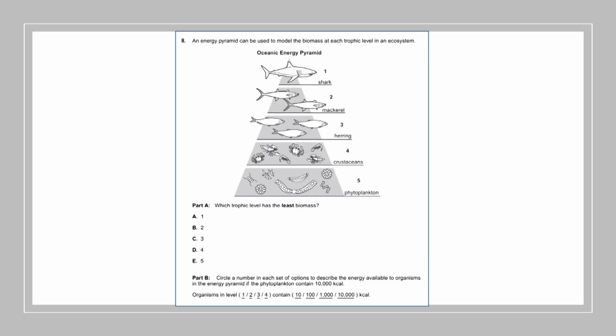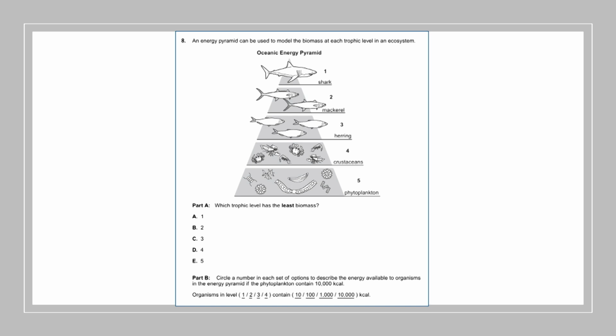Let's move on to the next one. All right, so this is an energy pyramid. An energy pyramid can be used to model the biomass at each trophic level, okay? We've looked at these a little bit in the past. This says, part 1, which trophic level has the least biomass?